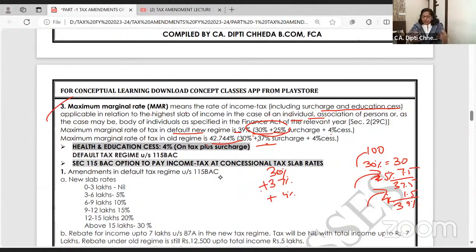I know I'm covering too many things, but this is the background for 115 BAC, which I'm starting now. All this is necessary, so that when I solve the problem, you'll be able to compare also.